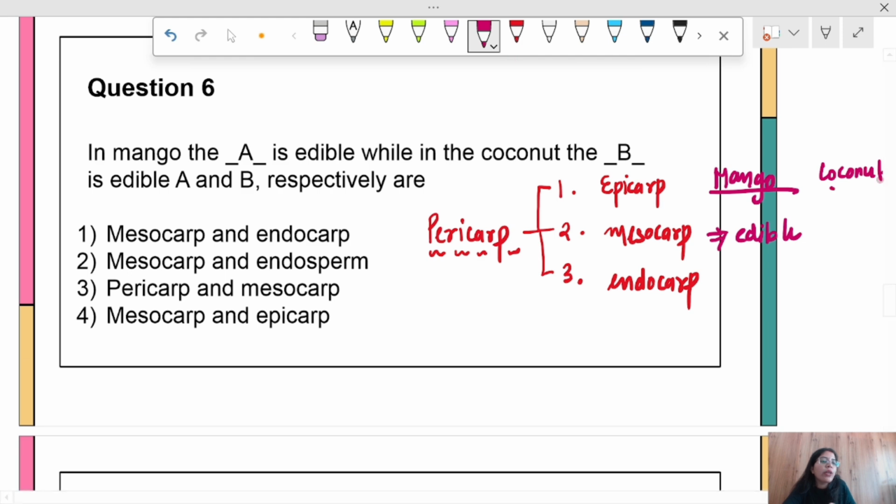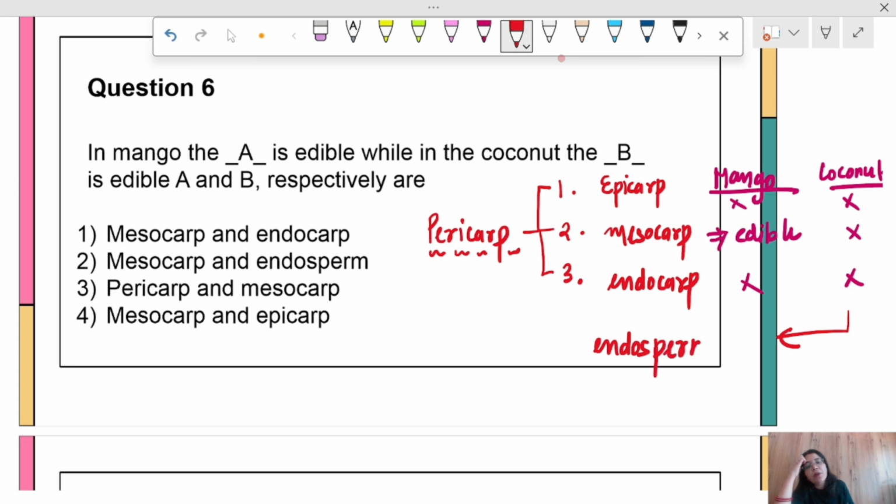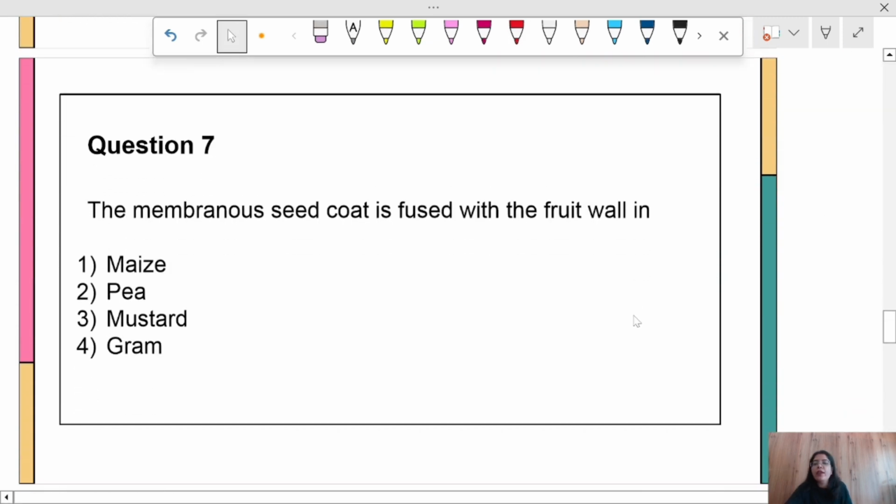If I consider coconut, none of these layers are edible, right? So what is edible in coconut? In coconut, instead of this, you have another tissue which is endosperm, which is edible, right? So what is the answer? Mesocarp and endosperm.